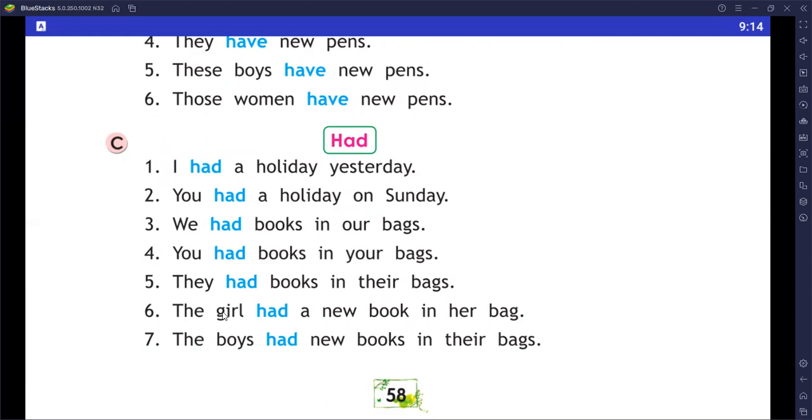Is that clear? Did you understand? What we see? Yes.